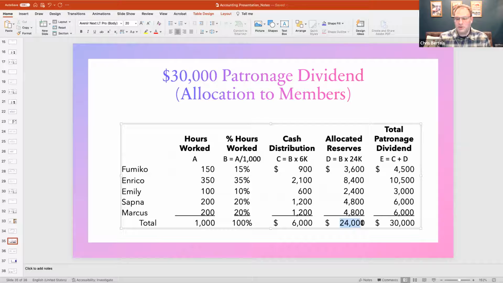And we also saw the $24,000 on the previous slides, which the co-op is going to retain for future payouts to the members. Since she worked 15% of hours, she gets $3,600 of that $24,000. So her total patronage dividend is $4,500, which is 15% of the $30,000.